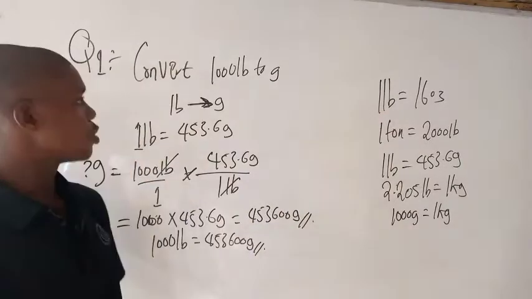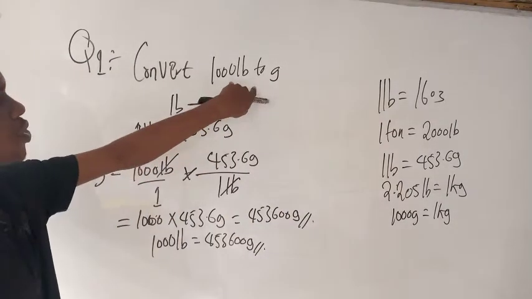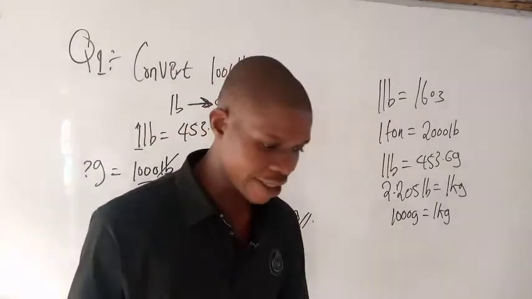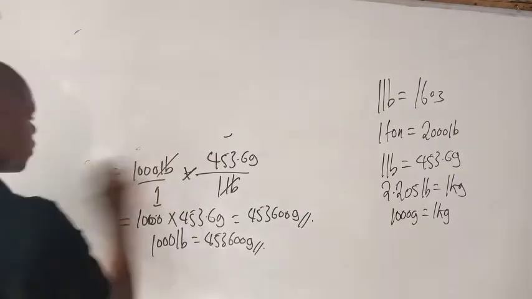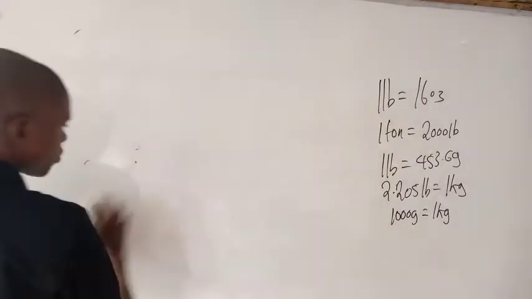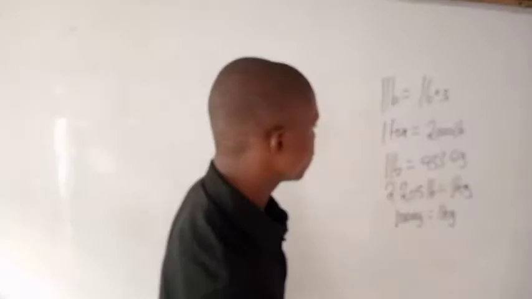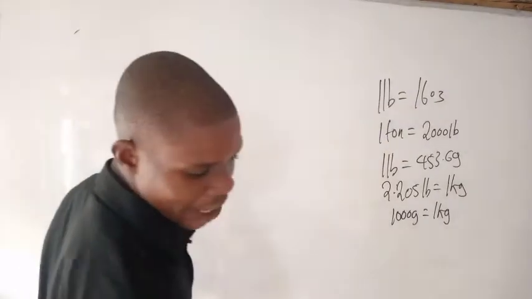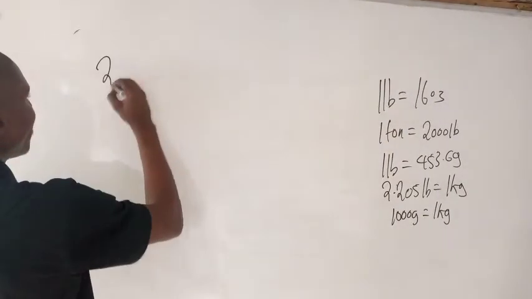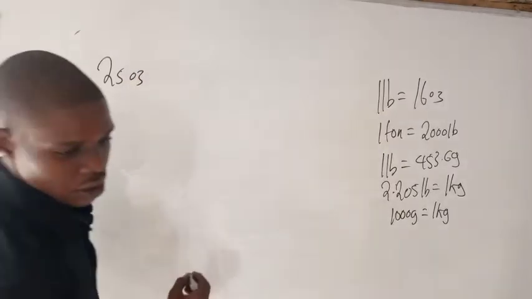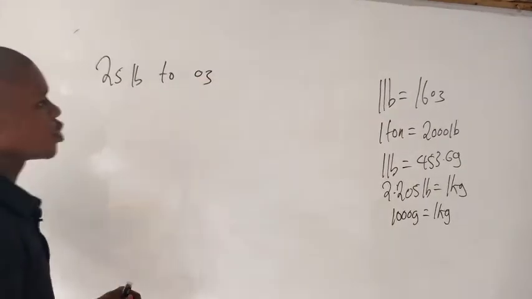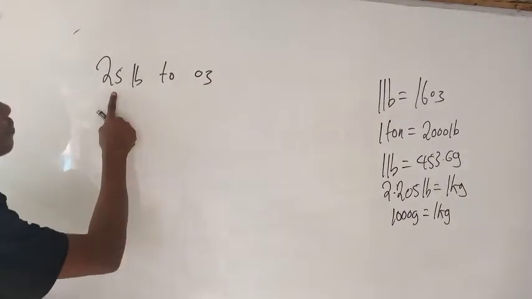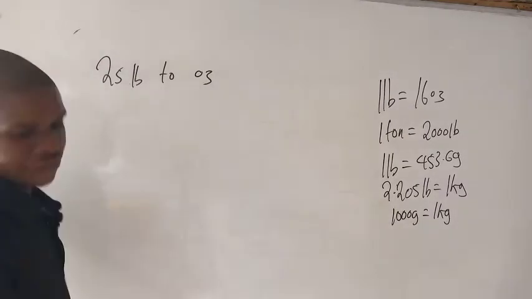So now let's take question 2. We are going to solve question 2, then I'll give you one for you to try. You get? So you have to copy this one out because this is what we are using as our conversion factor. If you are being asked to convert 25 pounds to ounce, how are you going to do that? We are asked to convert 25 pounds to ounce. How are you going to do that? Excuse me.